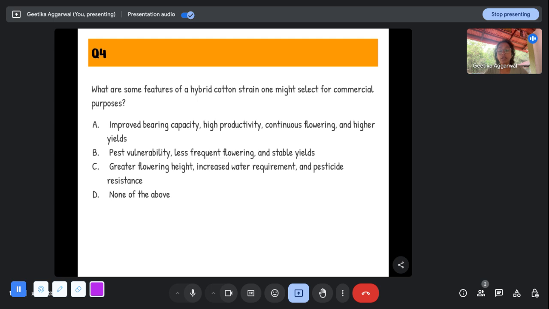So, what will you look for when you're looking at a cotton hybrid strain? Which of the features will you select while choosing a strain? The correct answer, as you might have already guessed, is improved bearing capacity, high productivity, continuous flowering, and higher yields. You would want plants that have high bearing capacity, they bear a lot of cotton bolls. They should have a high productivity, the cotton bolls should have a high amount of cotton in them. They should be flowering continuously so that you can get more and more cotton bolls, and there should be higher yields.